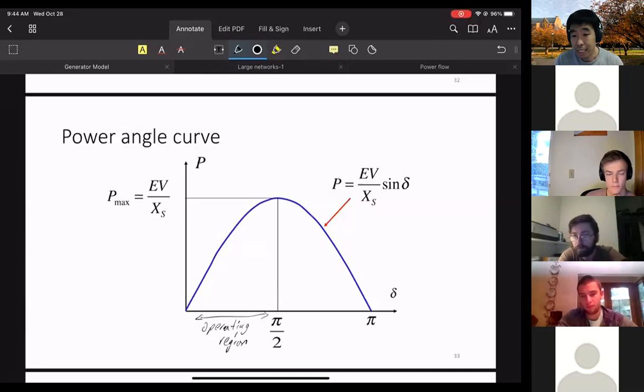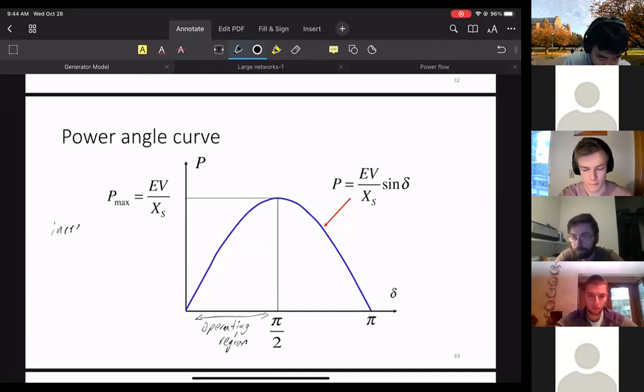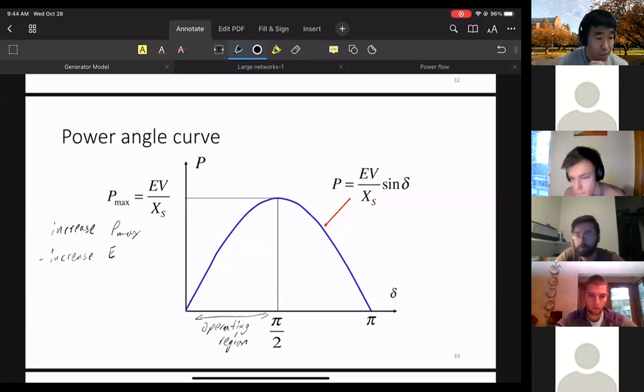Okay, right, so the chat says two ways. I can increase E, or decrease XS. So both are ways we can do this. So how do I increase E? Let's say I want to increase P max. How do I do that? How do I increase E?